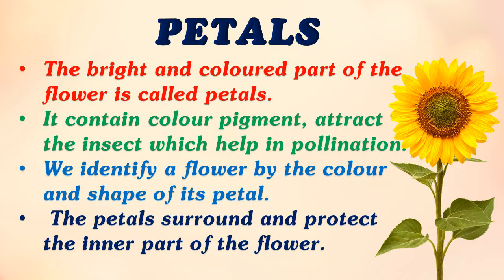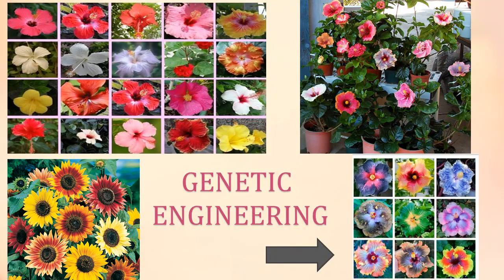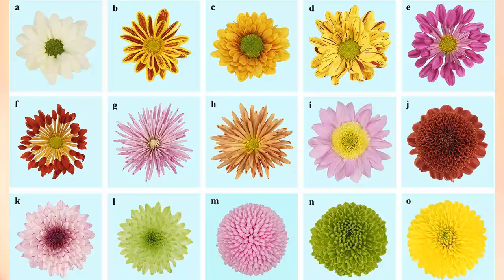Next are our petals. The bright and colored part of the flower is called the petal. It contains color pigment and attracts insects which help in pollination. So what is pollination? That is discussed later in this video. We identify a flower by the color and shape of its petal. The petals surround and protect the inner part of a flower. In this figure, the yellow colored part is the petal of the sunflower. But nowadays, due to genetic engineering, the size, shape and color of petals change day by day. In this figure, you can see China rose as well as zinnia flower.